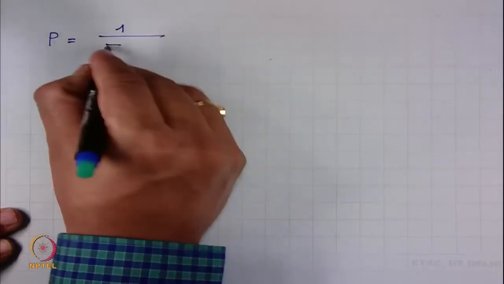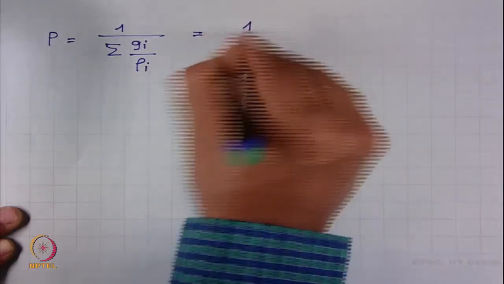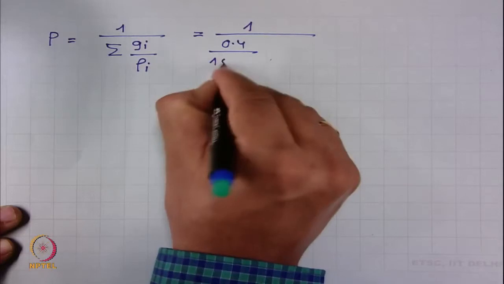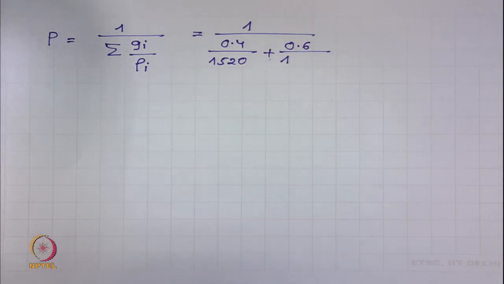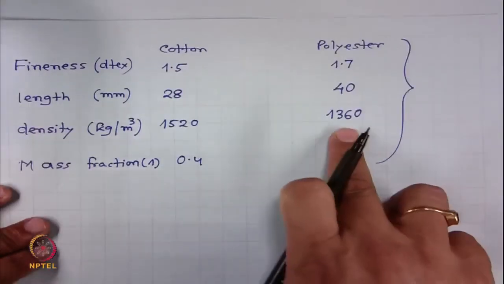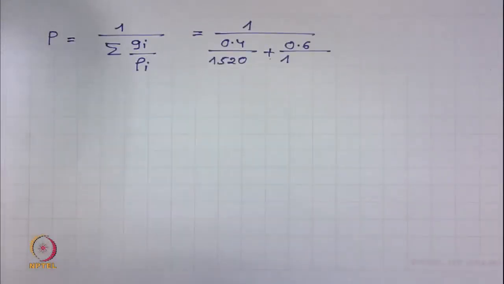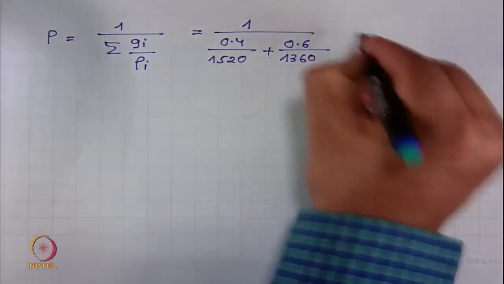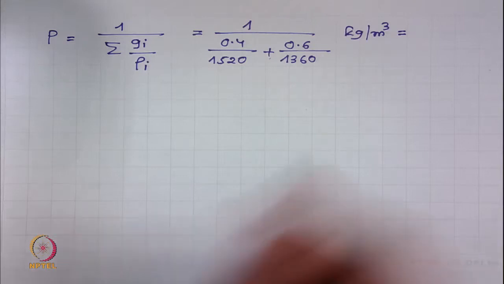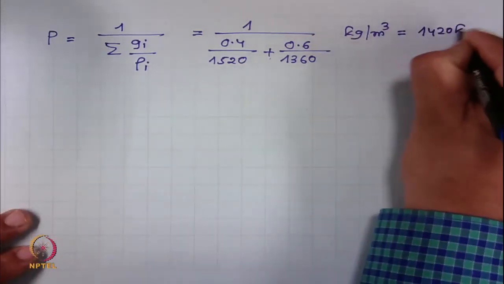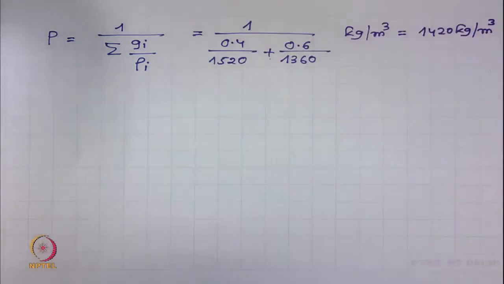Now we will calculate mean fiber density rho. What is rho? Rho is 1 by summation Gi by rho i. We have derived this expression. 1 by, what is G1? 0.4, 1520 cotton fiber density, polyester 0.6, and 1360 kg per meter cube. What will be the unit? Kg per meter cube. If you calculate, you will obtain 1420 kg per meter cube. So this is our third one.